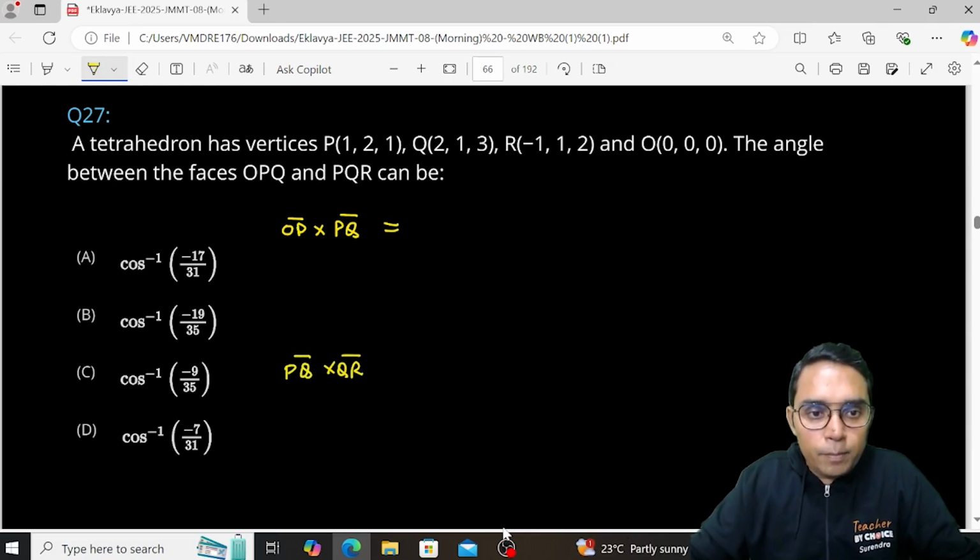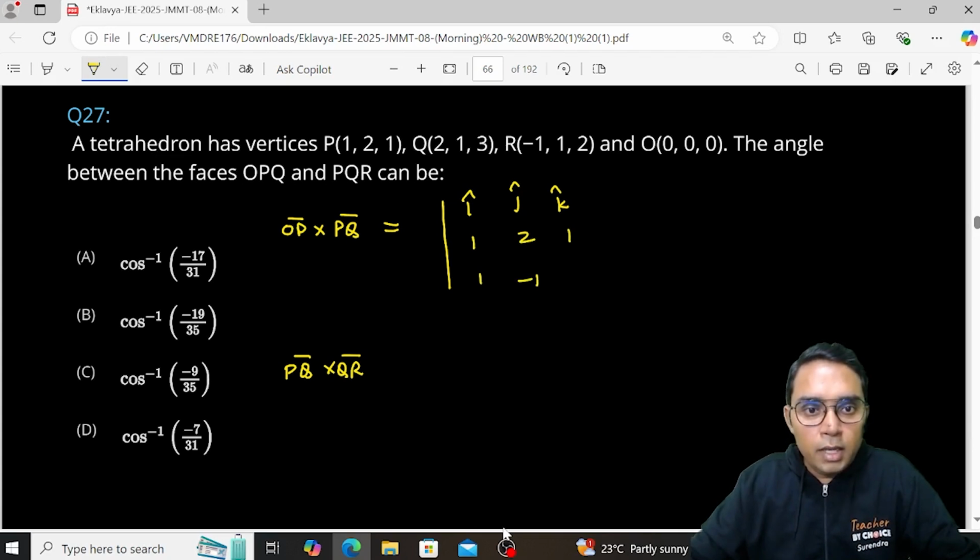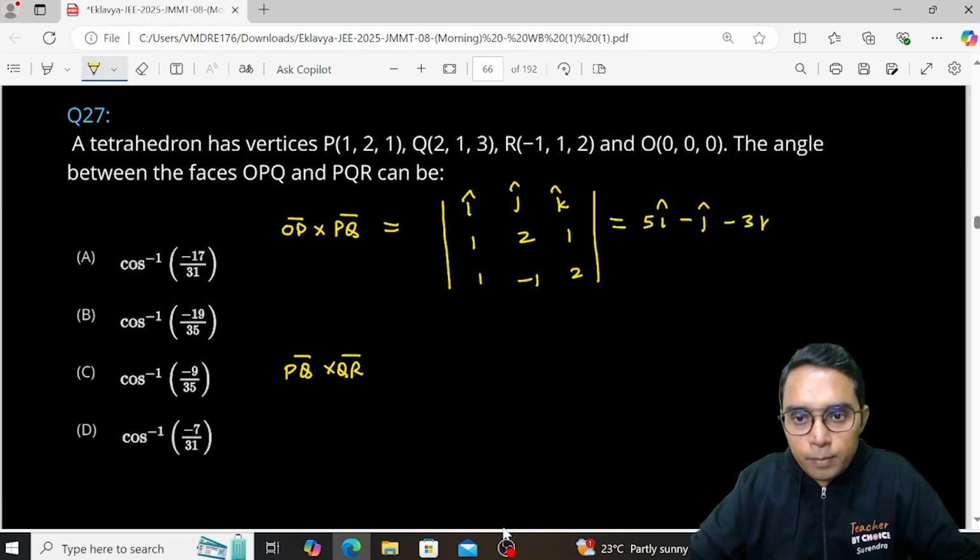Here, the first row will be i, j, k, and the OP vector is, O being the origin, 1, 2, 1. For PQ, it will be 2 minus 1, 1, 1 minus 2 minus 1, and 3 minus 1 is 2. Now we can do the calculation. 2 into 2 is 4 plus 1 is 5 i cap. For j it will be 2 minus 1 is 1, so minus j cap, and for k it is minus 1 minus 2, so minus 3 k cap.